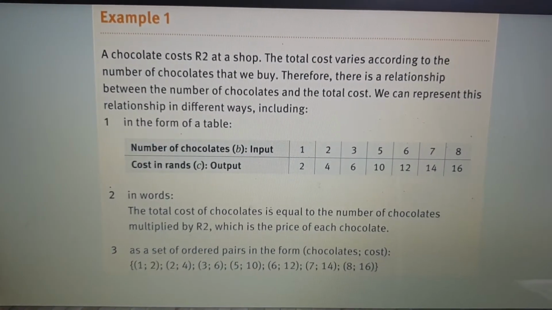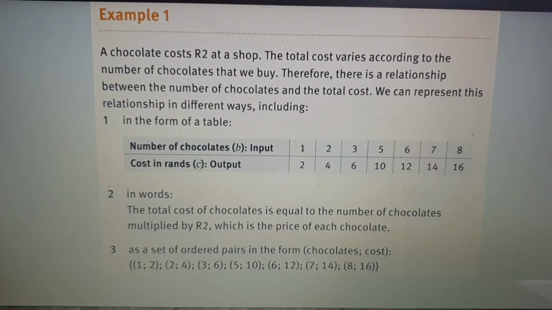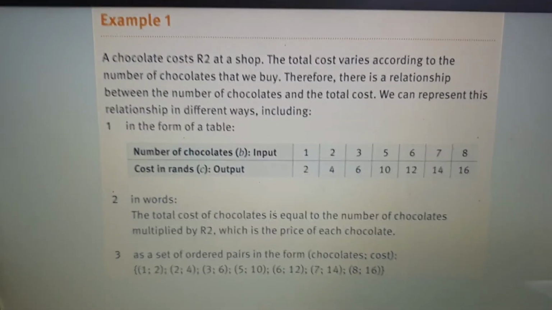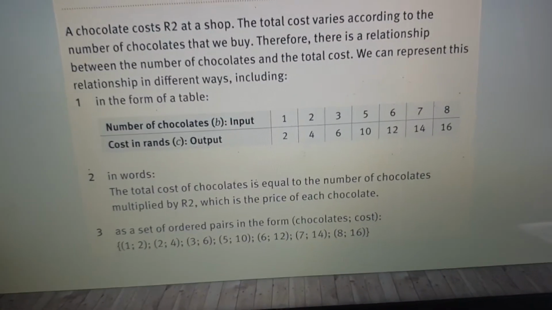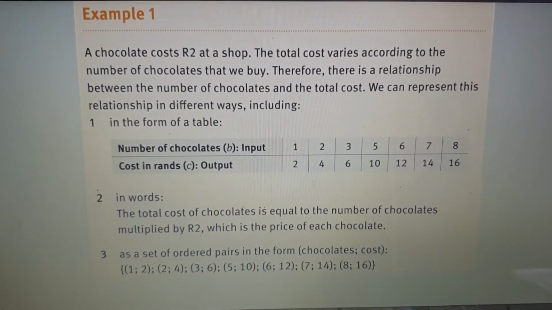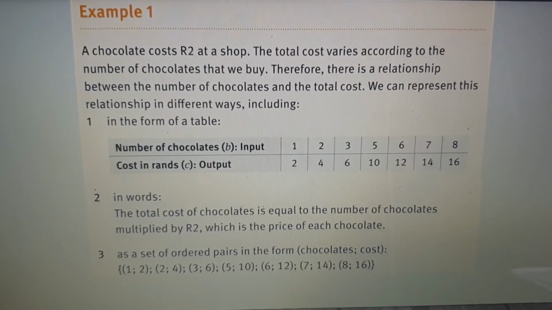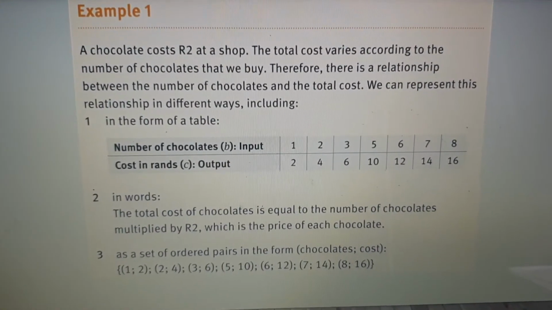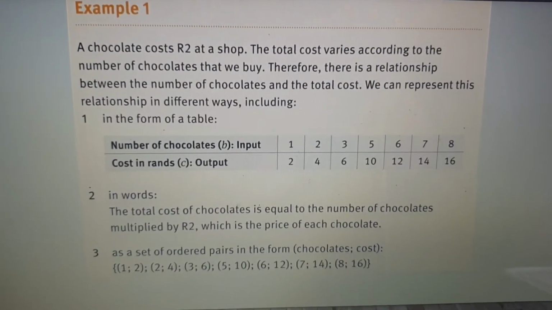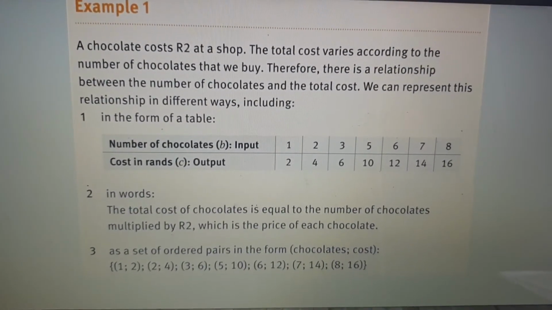If we put it into words, it would look like this. Total cost of chocolates is equal to the number of chocolates multiplied by 2 rand, because it's 2 rand for each chocolate, which is the price of each chocolate. And number 3, a set of ordered pairs. Now this means the chocolate is our x value, the y is the cost. So 1 chocolate, 2 rand, 2 chocolates, 4 rand, 3 chocolates, 6 rand. And now by that, you can already see where we are heading.